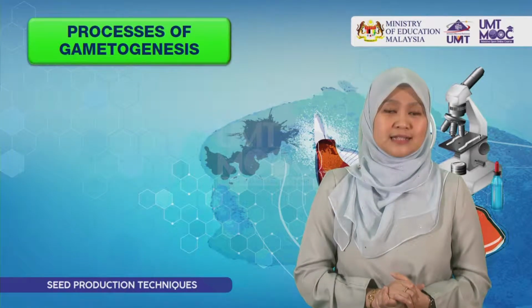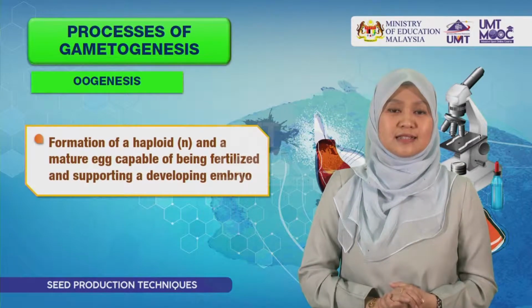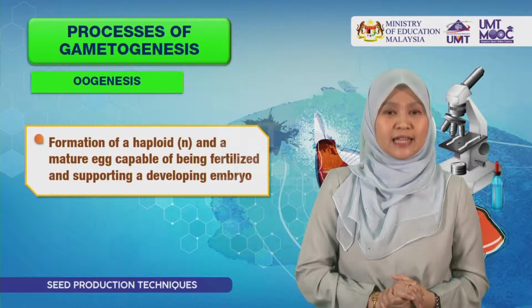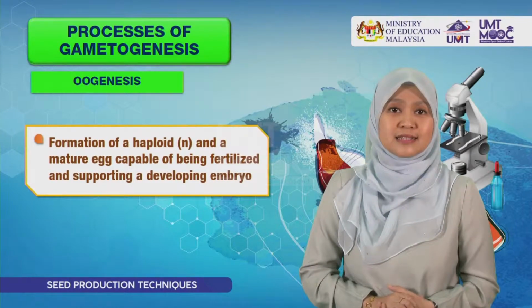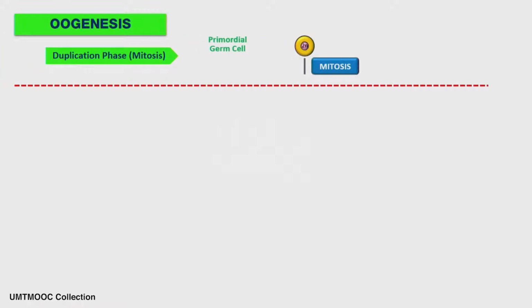Processes of gametogenesis consist of two parts. The first part is oogenesis. Oogenesis is the formation of a haploid and mature egg capable of being fertilized and supporting a developing embryo. In oogenesis, there are three phases involved, where the first phase is called duplication phase or mitosis. In the duplication phase, primordial germ cells duplicate rapidly through mitosis, forming oogonia and remaining as diploid cells.